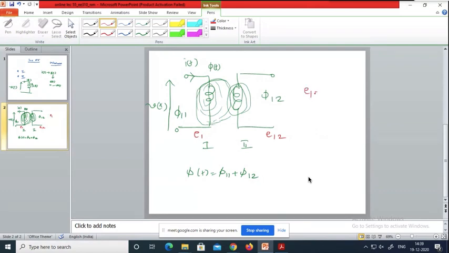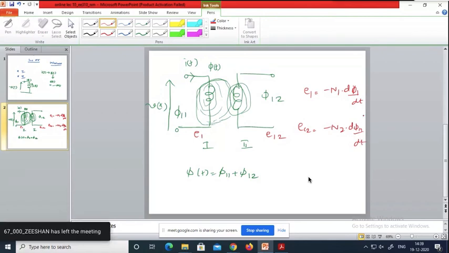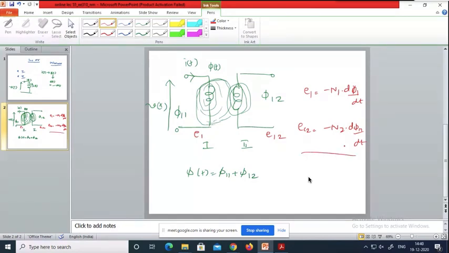So E1, as per Lenz's law and Faraday's law, is equal to minus N1 into d phi 1 by dt, and E12 is nothing but minus N2 into d phi 1 2 by dt. So this is the mutually induced EMF in coil number 2 due to the change of flux in coil number 1. Okay, so this is the coupling and voltages due to this mutual induction.